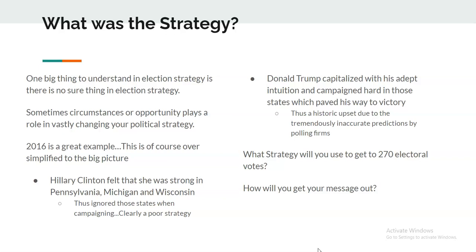This is, of course, oversimplified to the overall big picture. Hillary Clinton felt that she was strong in states like Pennsylvania, Michigan, and Wisconsin, thus ignoring those states when campaigning. Clearly a poor strategy. Donald Trump capitalized with his adept intuition and campaigned hard in those states, which paved his way to victory. Thus, a historic upset due to the tremendously inaccurate predictions by polling firms. What strategy will you use to get to 270 electoral votes? How will you get your message out? These are also things that you will be considering when creating your website.